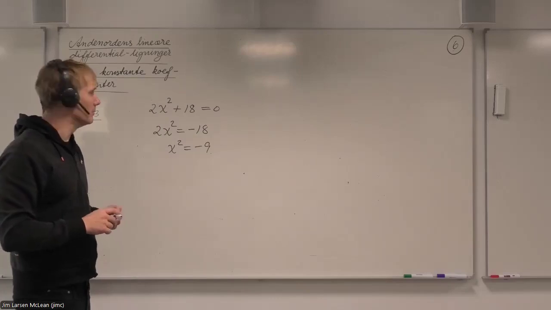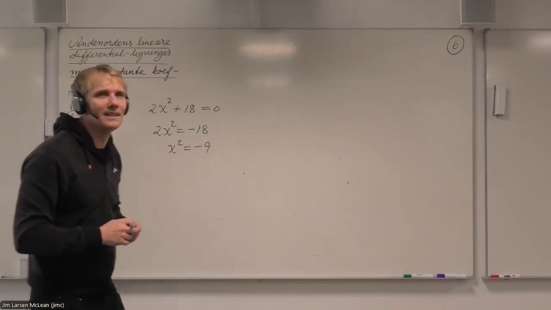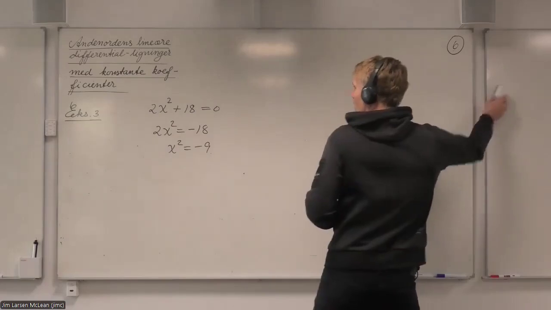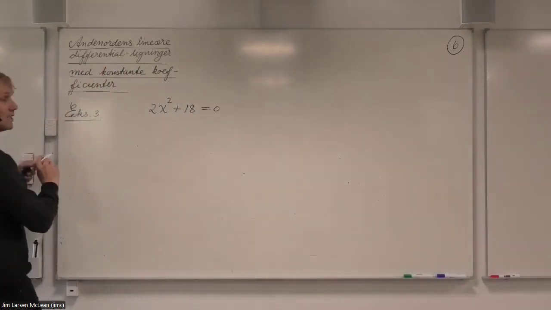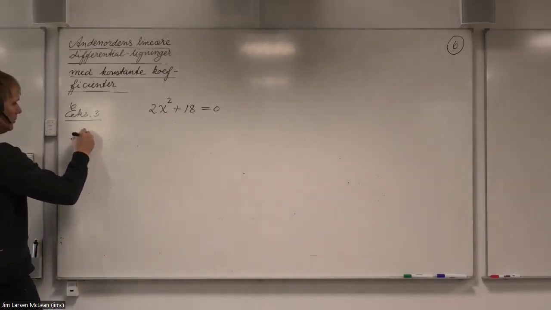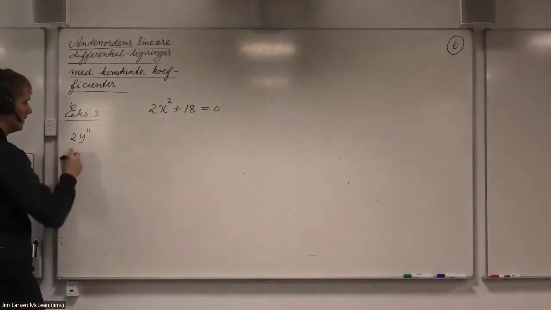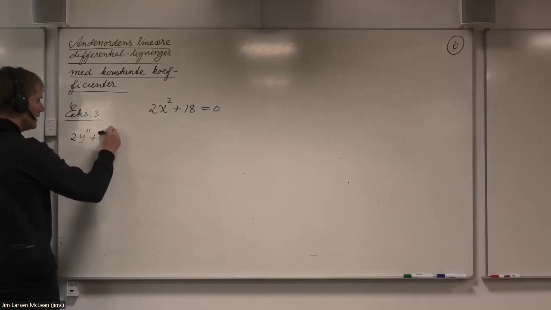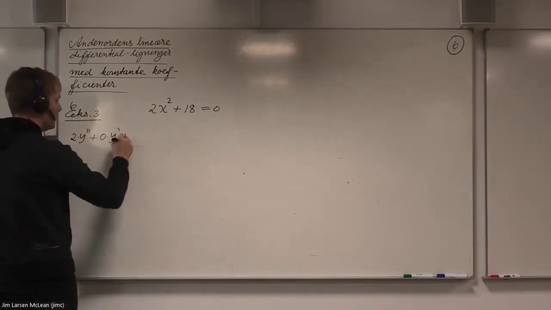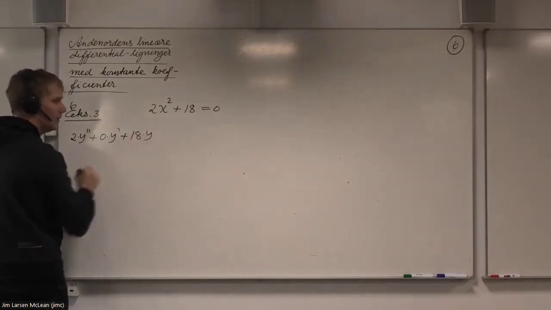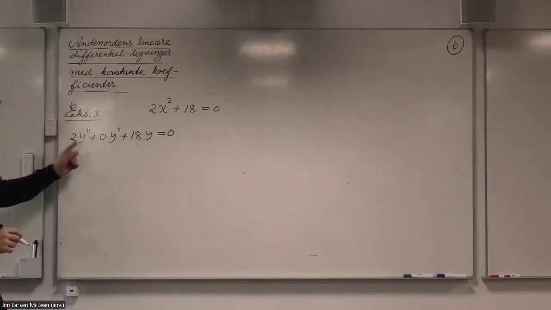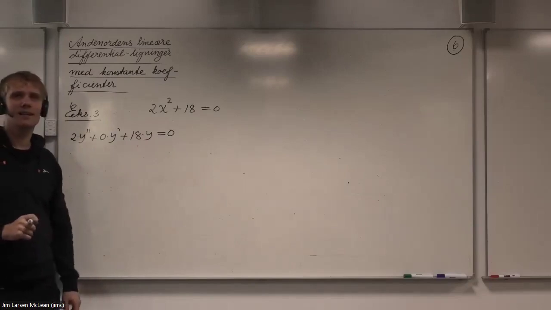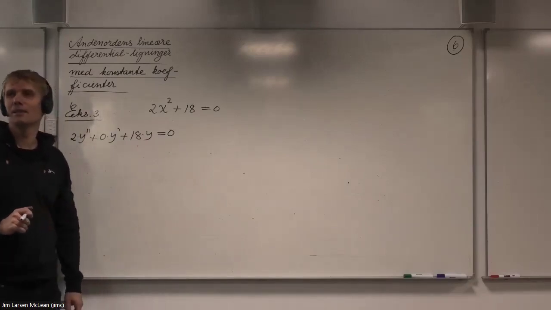I might be creating challenges for myself when calculating the discriminant, but let's just try. So I look at that equation and think, then this differential equation, which is 2y'' plus 0 times y' plus 18y equal to 0, must have a characteristic equation with a negative discriminant.